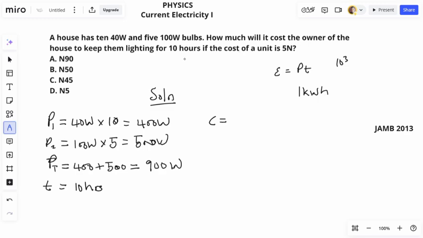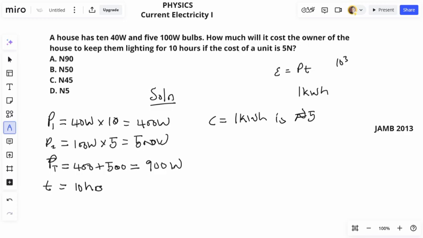So now we are told that if the cost of 1 unit is 5 naira, that means the cost of running 1 kilowatt hour is 5 naira. Naira is the Nigerian currency, but it can be any currency. So now we have to calculate the cost for running all this.